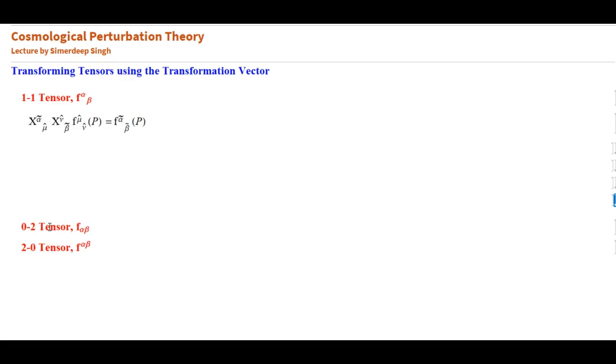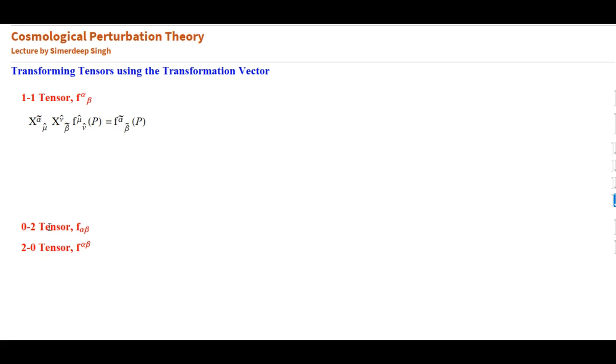Welcome back, friends. So today we are going to look at transforming tensors at one point P using the transformation vector xi alpha.